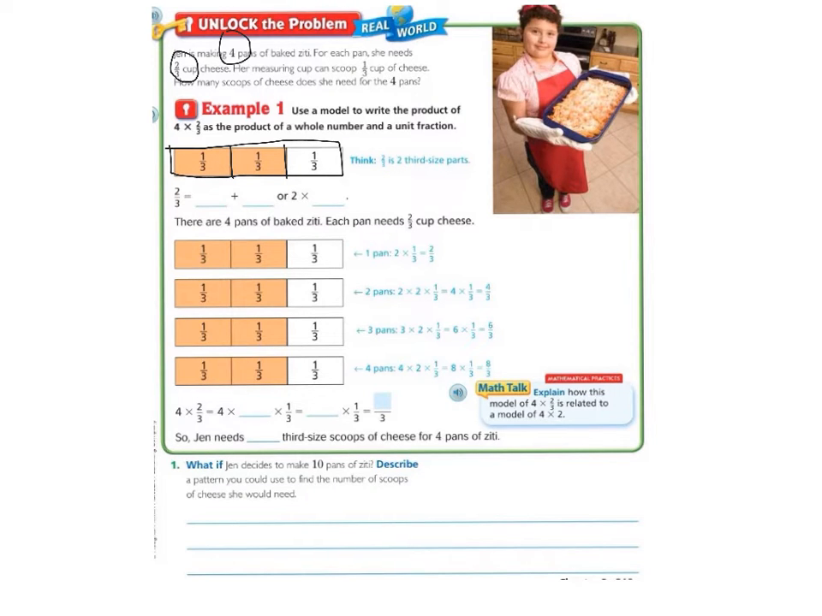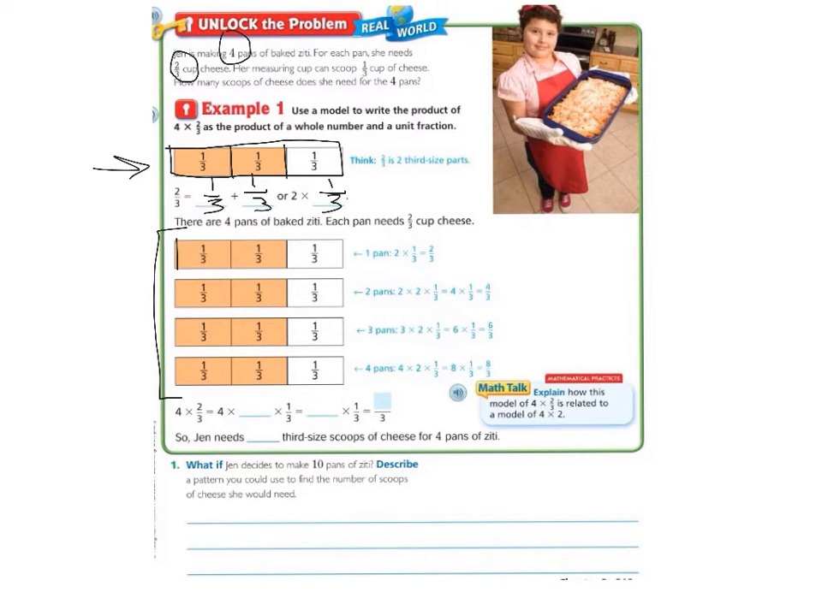So 2/3 is really the same as, like we talked about yesterday, 1/3 plus 1/3, or we can call it 2 times 1/3. That way we have a unit fraction that's pretty easy to deal with. So she's not making just 1 pan of baked ziti, she's making 4 pans. So here's our model below. We have 4 pans, and each one is split into thirds.